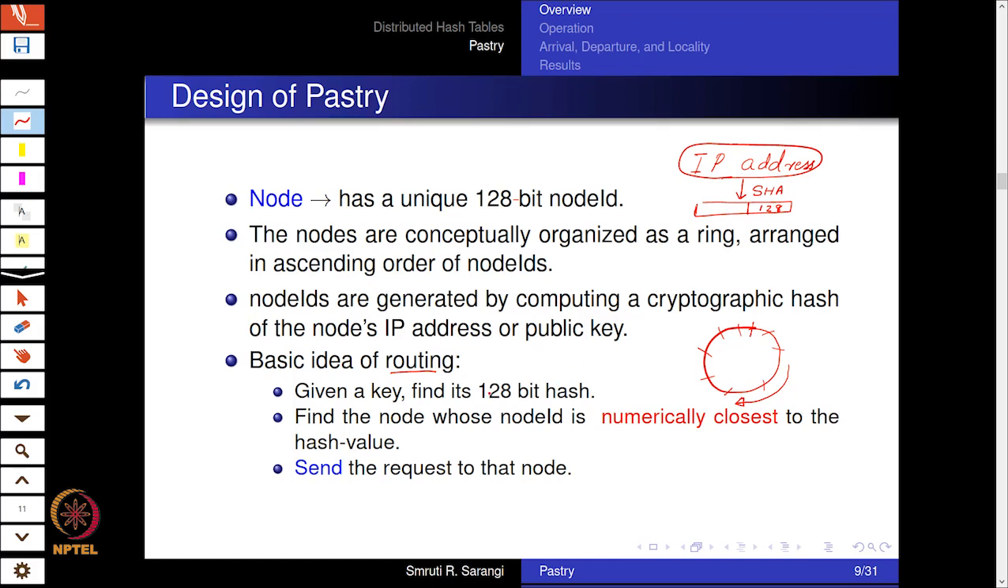So how do we locate a key over here? Well, for the key we do the same. We compute a 128-bit hash. So let's say that these are the nodes, the cuts are the nodes. So we need to find that node ID which is numerically closest to the hash value. Hash value of what? Hash value of the key, right? So what we do is that we need to walk this ring and find that node ID which is the numerically closest to the hash value of the key. So let us say it is this node ID.